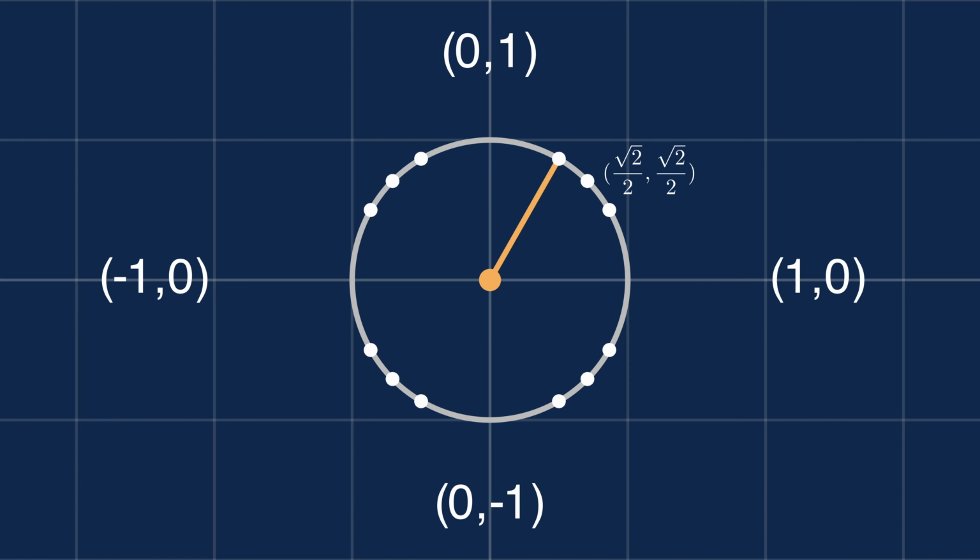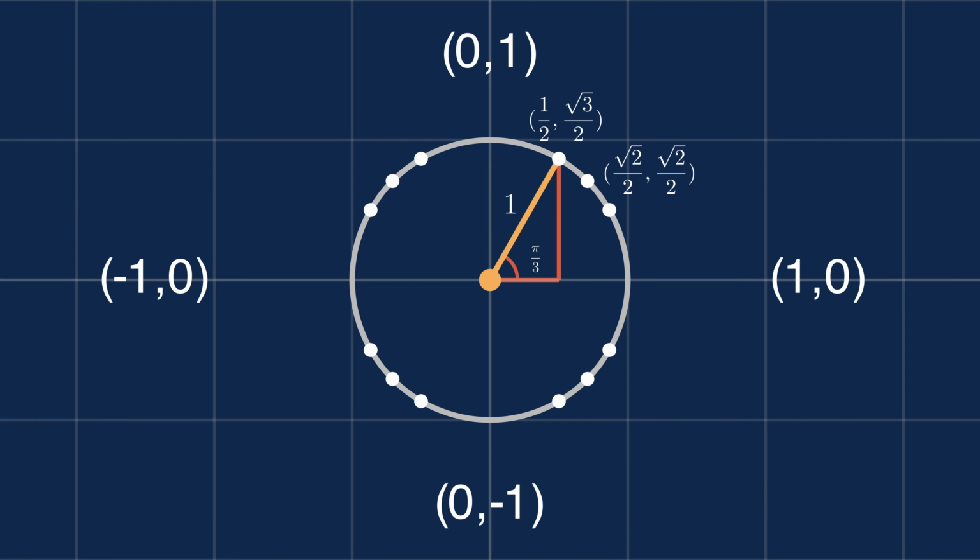Let's move our radius right here, with the angle of 60 degrees or pi over 3 radians. If we do the same process, we can find that our vertical component, sine of pi over 3, is equal to the square root of 3 over 2, and our horizontal component, cosine of pi over 3, is equal to 1/2. We can also do this for pi over 6 or 30 degrees.